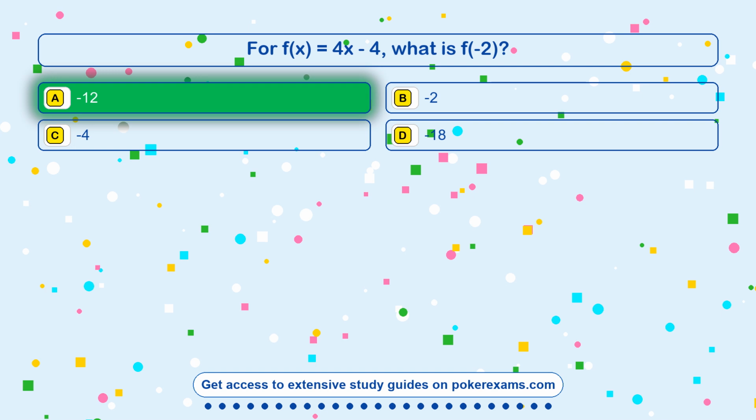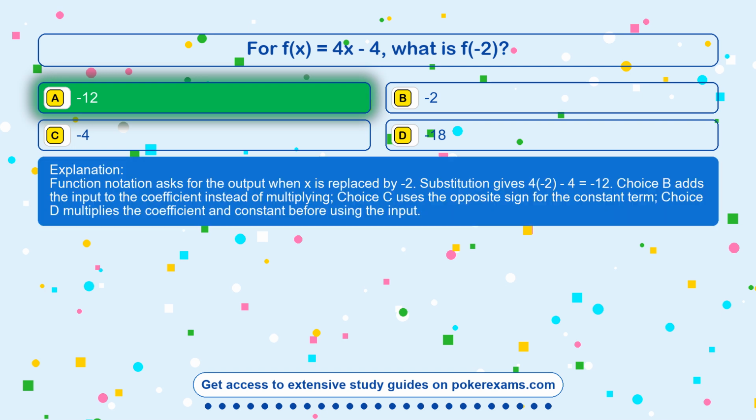The correct answer is option A, minus 12. Function notation asks for the output when x is replaced by minus 2. Substitution gives 4 times minus 2, minus 4, equals minus 12.